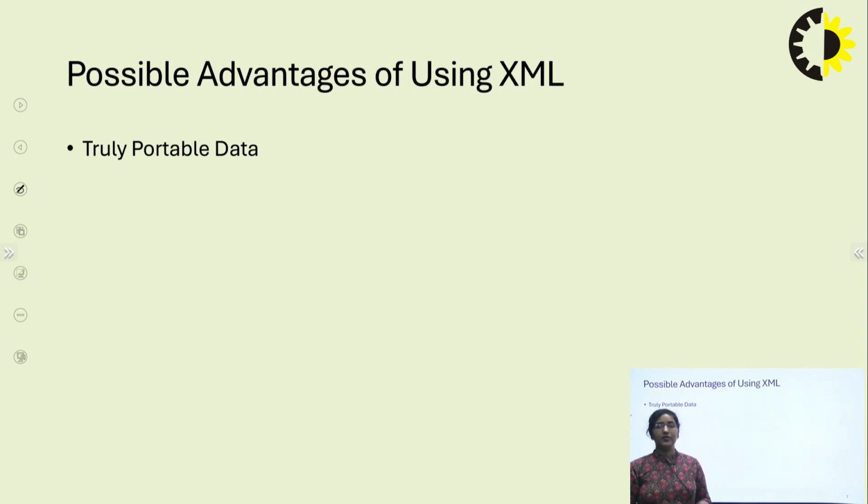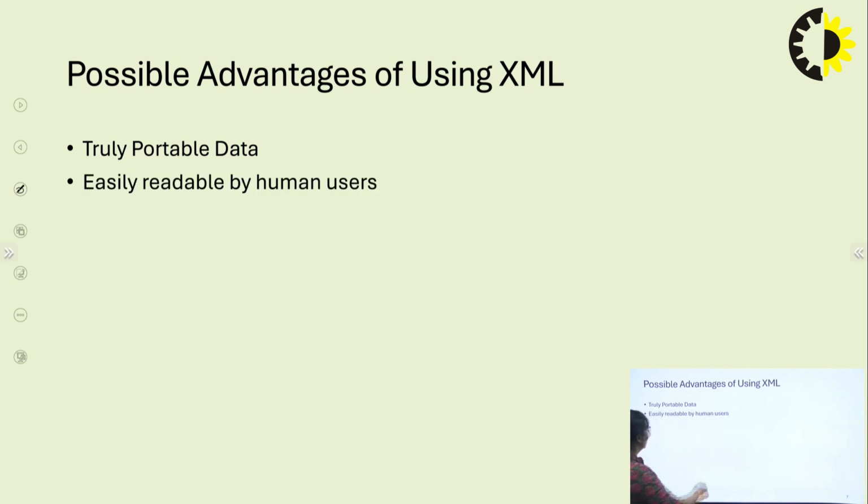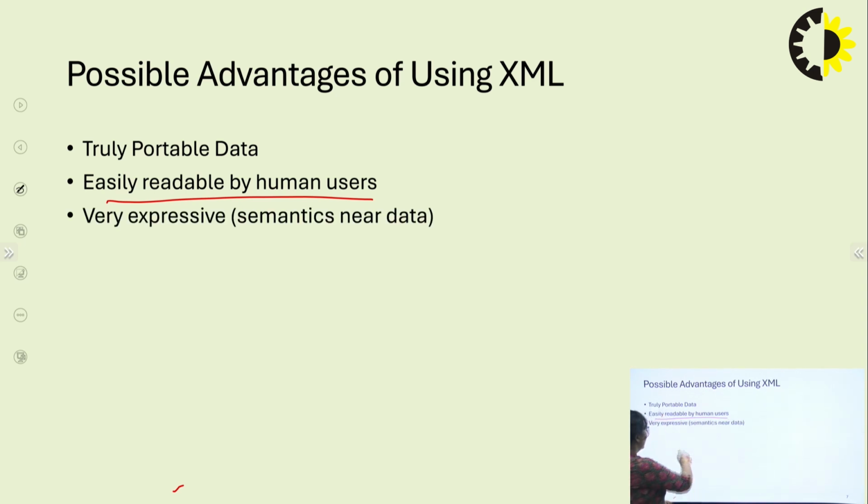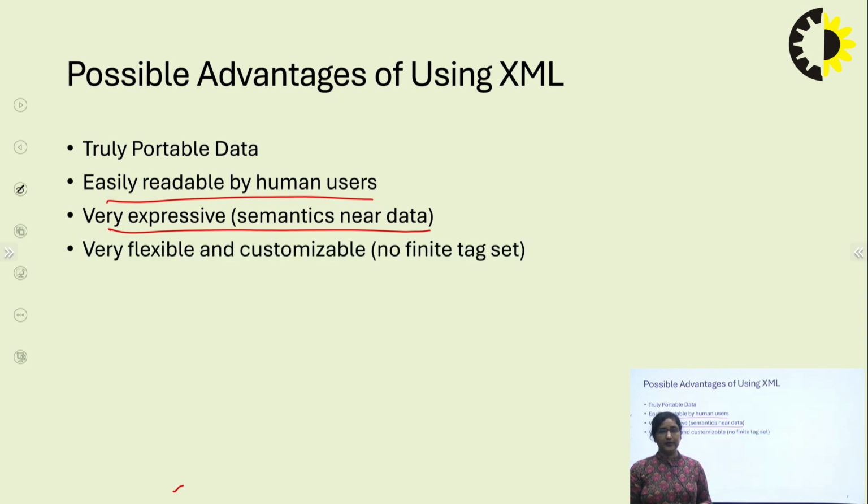First advantage, it is truly portable data. Data is very portable. Data can easily be transferred from one place to another place. Second one, it is easily readable by human users, like I had shown in the previous slide as well. Human readers can easily understand this data. It is very expressive since semantics are with the data. In any language, wherever the semantics are with the data, it can easily be transferred, or it can carry the data from one place to another place.